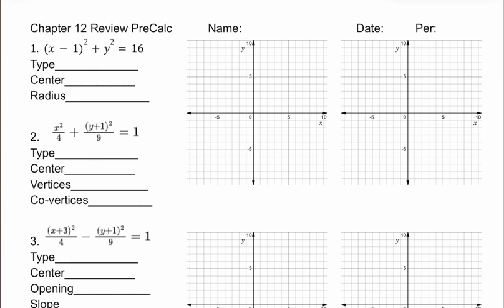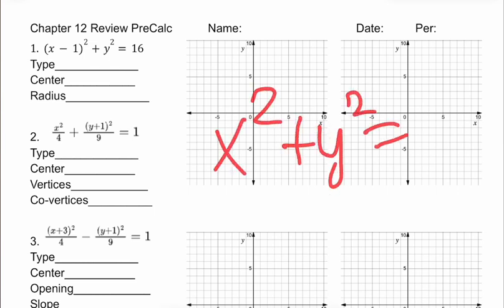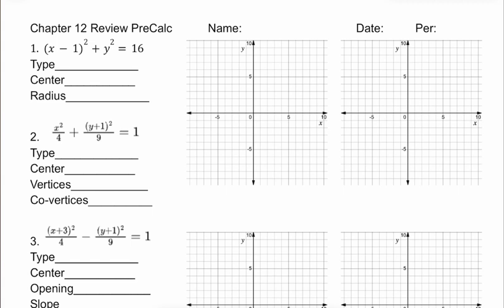If you see an x squared plus a y squared equals a number, anybody tell me what kind of graph that would be? X squared plus y squared equals a number? If they're both squared, it has to be a circle. So where it says type, just tell me the word circle.